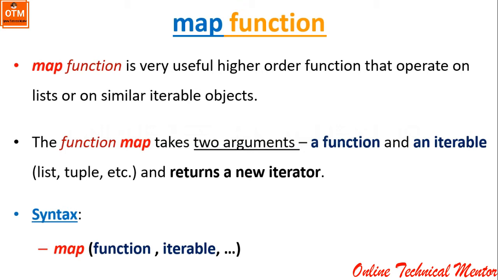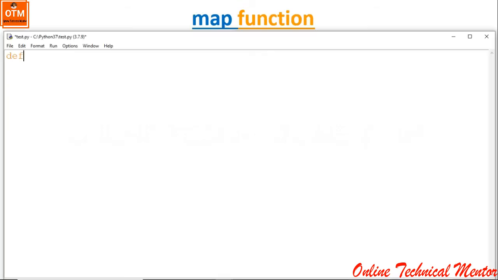Let's write some code on the map function. First of all, let me define a function, say add5, and it accepts a single argument, x. Within this function, let's write a single line of code which will return x plus 5. Now look at the main code. Within the main code, let's initialize a list, and the list contains 10, 20, 30, 40, 50.